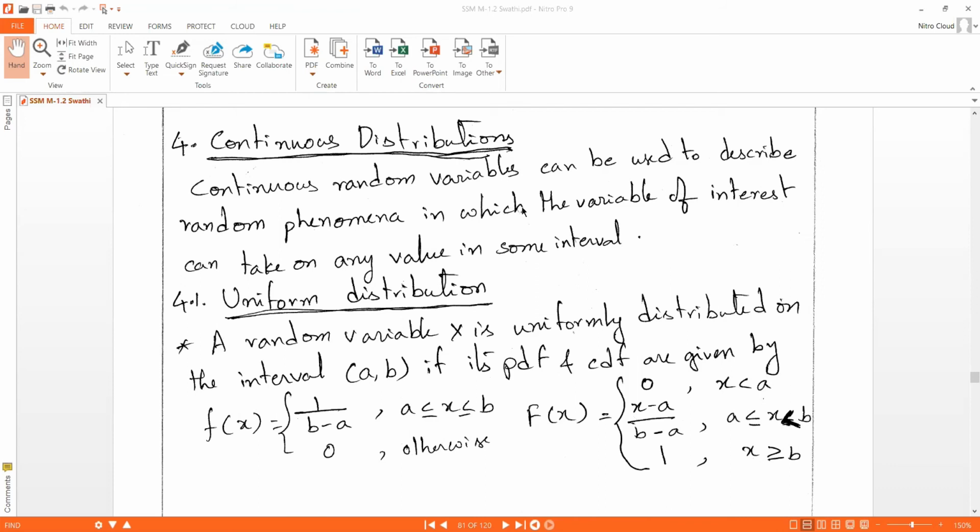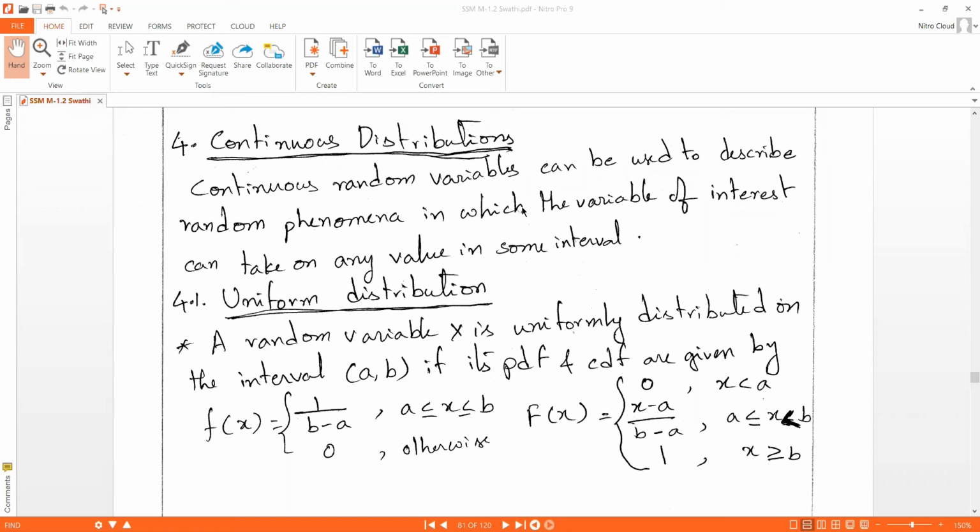Next one is continuous distribution, where continuous random variables can be used to describe random phenomena in which the variable of interest can take on any value in some interval. The continuous random variables can be used to describe the random phenomena in which the variable of interest can take on any value in some interval.